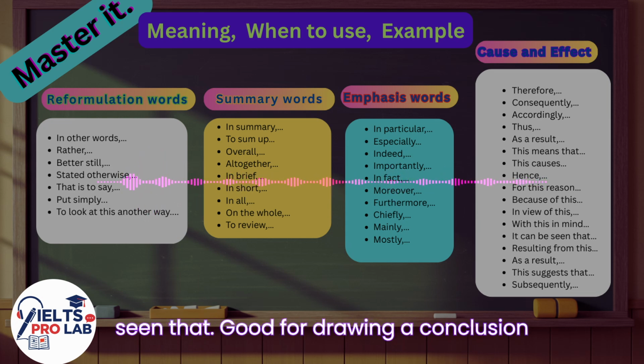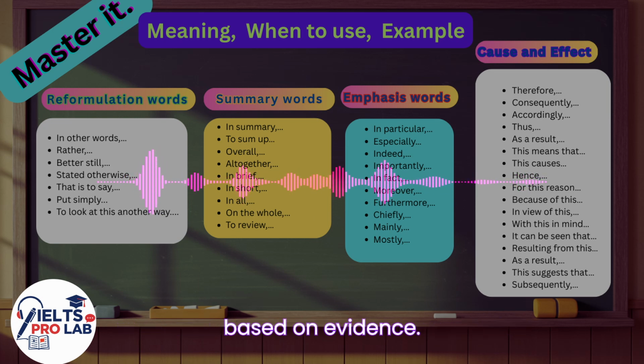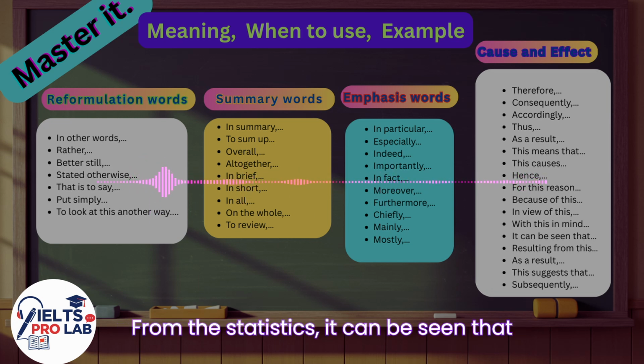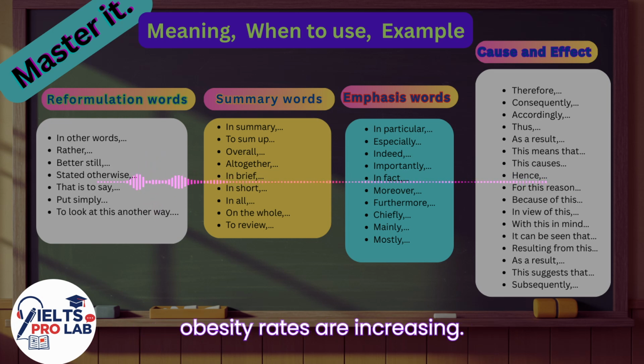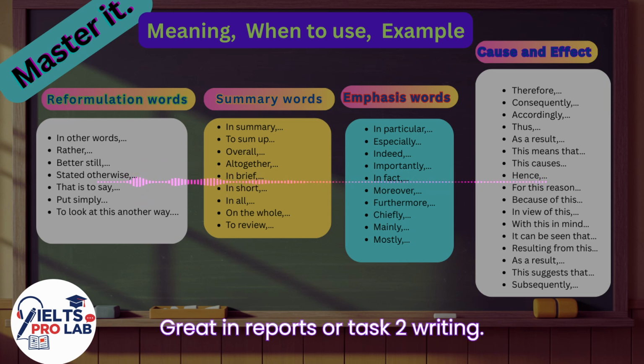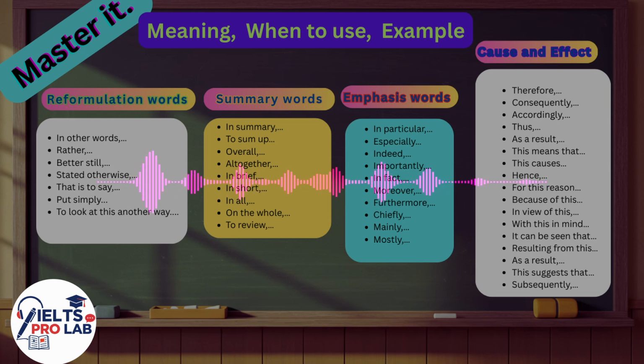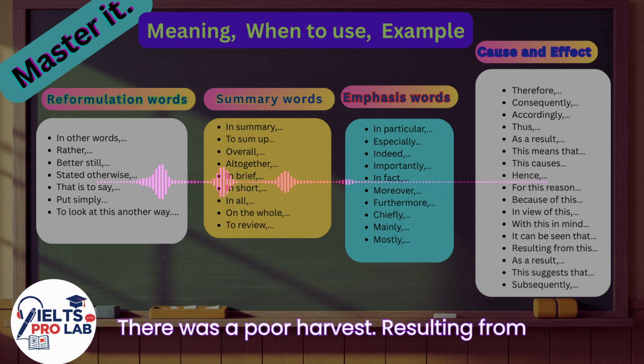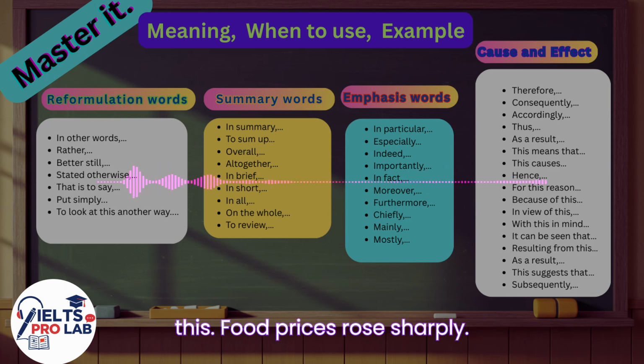It can be seen that. Good for drawing a conclusion based on evidence. Example sentence. From the statistics, it can be seen that obesity rates are increasing. Resulting from this. Another formal one, great in reports or task 2 writing. Example sentence. There was a poor harvest. Resulting from this, food prices rose sharply.